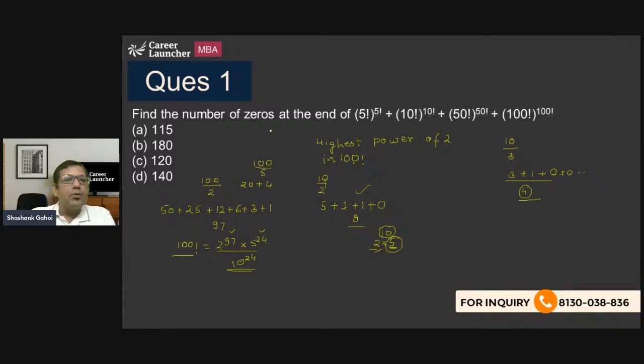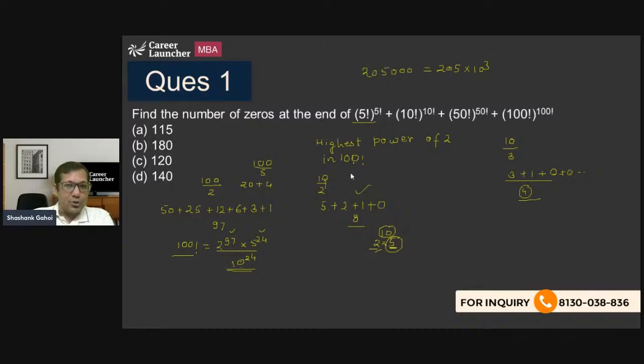Okay. Now the question says, find the number of zeros at the end of this. So for example, if I say 205000, this number is actually 205 into 10 power 3. So the number of zeros is always given by the highest power of 10, and that's the concept we have.